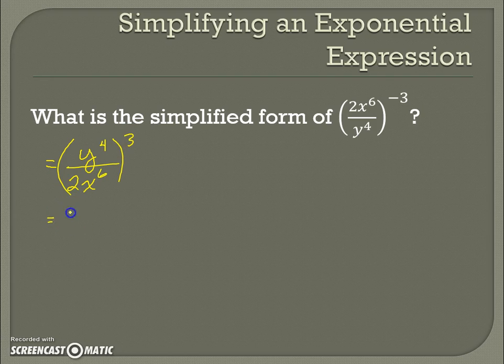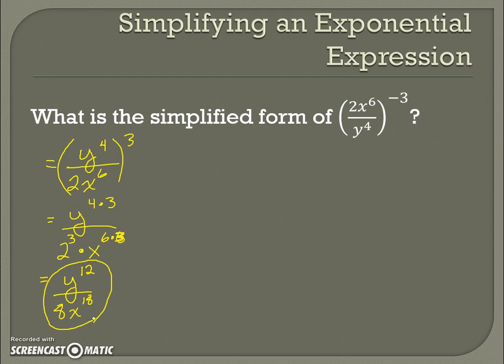And now I go through and distribute this to everything. So I have y to the 4 times 3 over, be careful, this 3 gets distributed to everything down here. So it's 2 cubed times x to the 6 times 3. Oops, that's a 3. All right, so this cube right here goes to both the 2 and the x. So be very, very careful with that. That'd be an easy mistake to make. And then from here I get y to the 12th over 8. And then 6 times 3 is 18. There's nothing else to simplify. So that's it right there. y to the 12th over 8x to the 18.